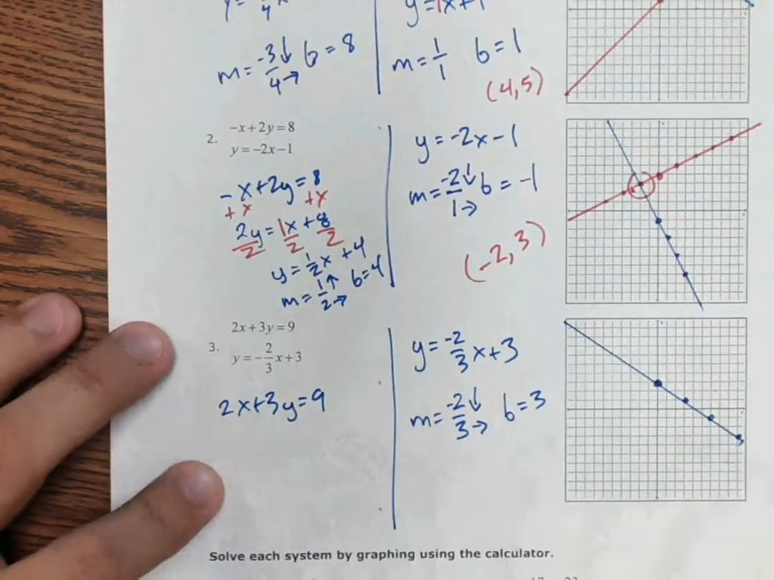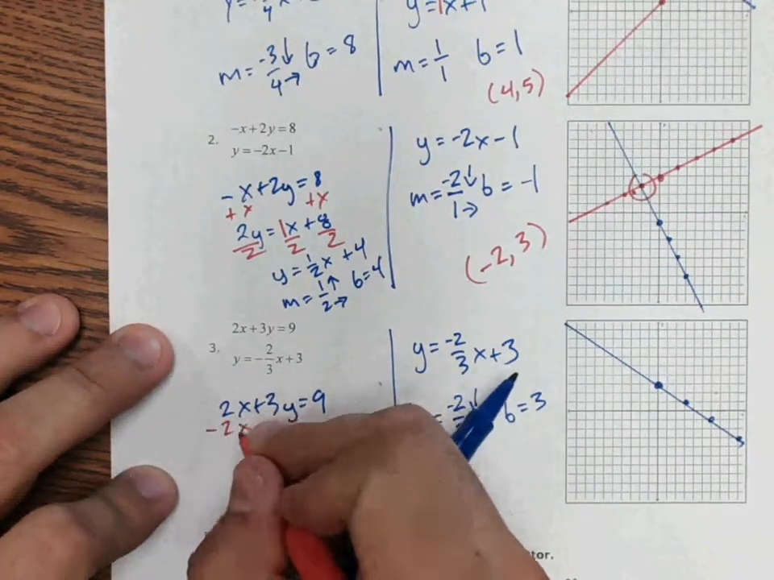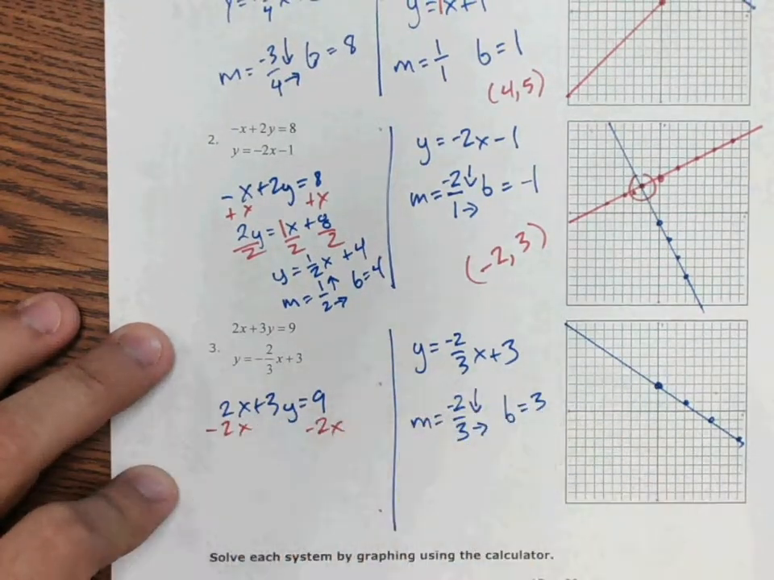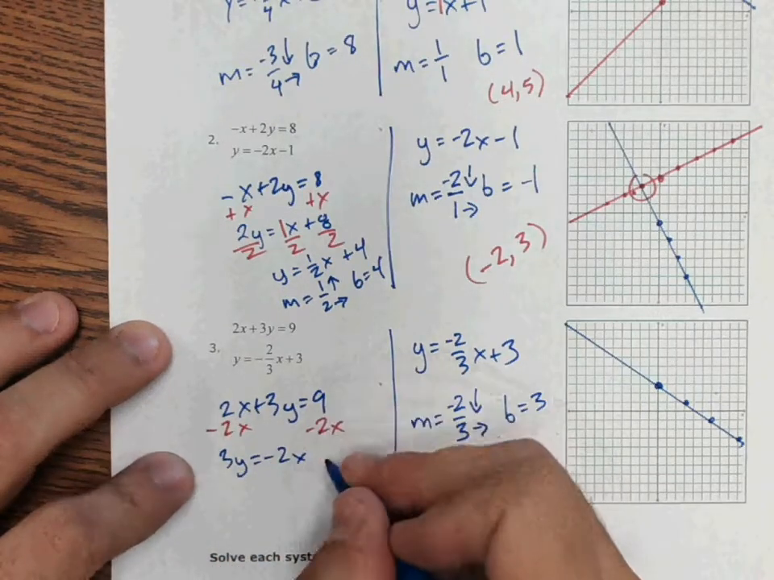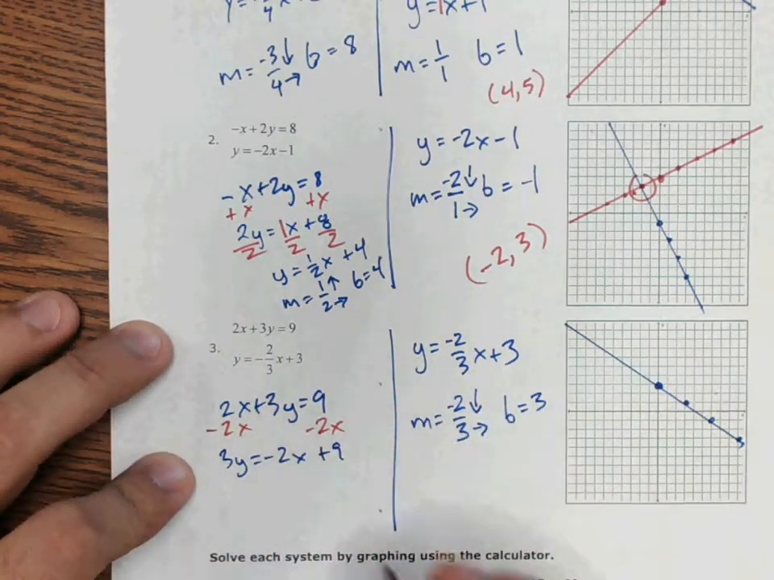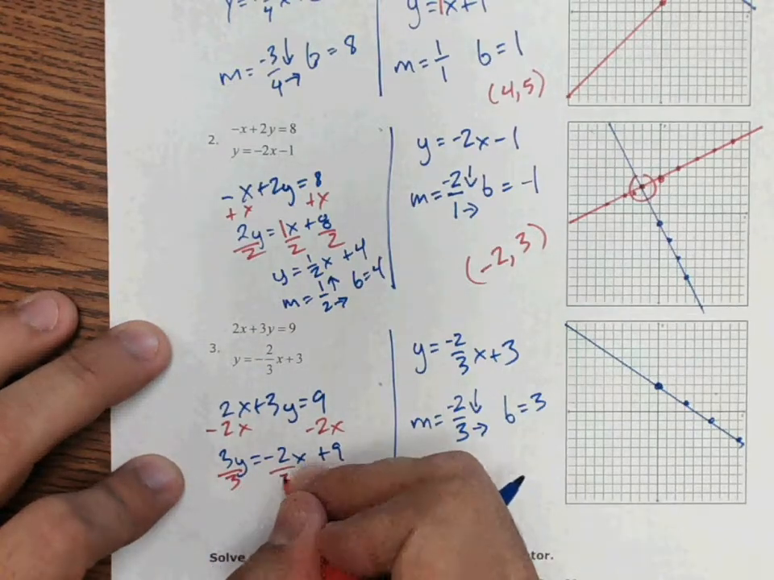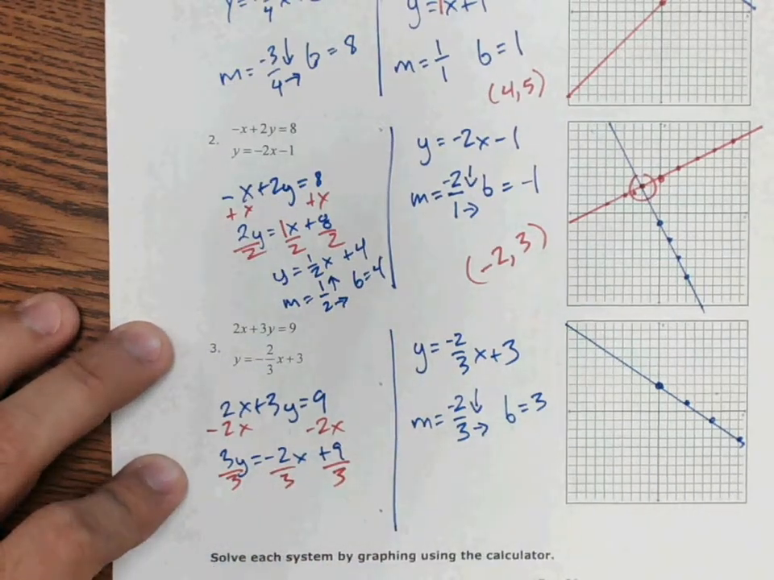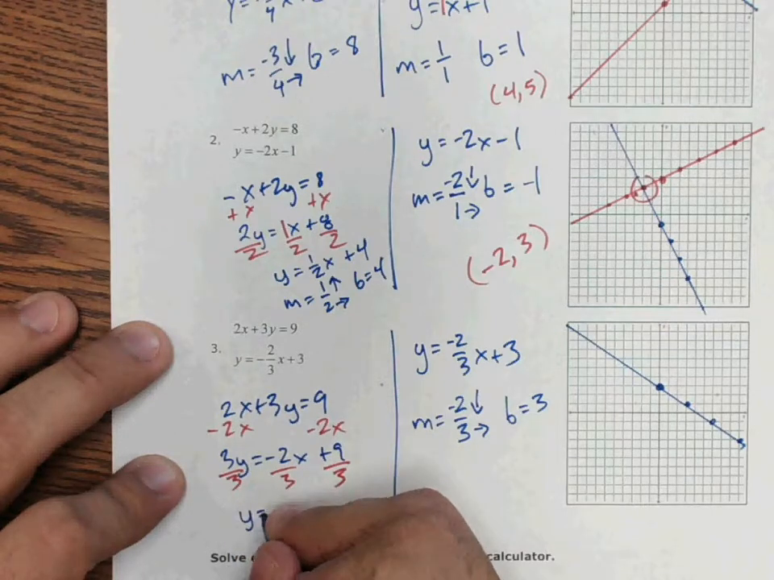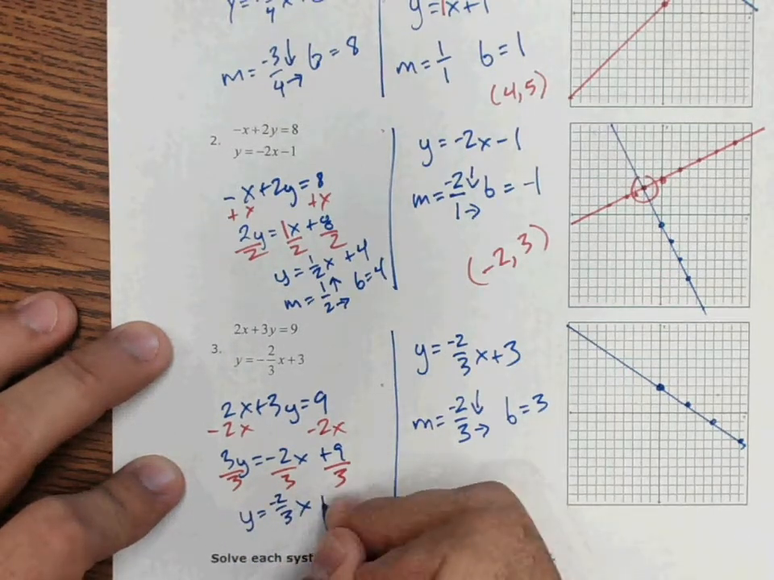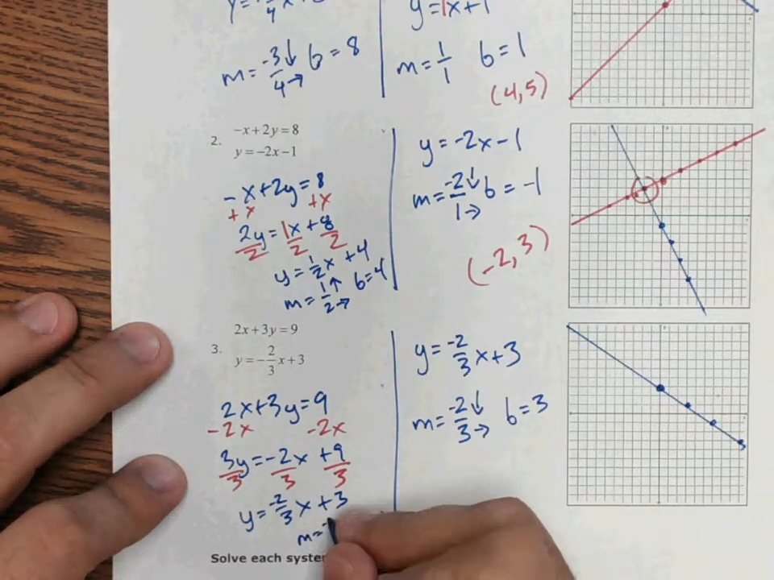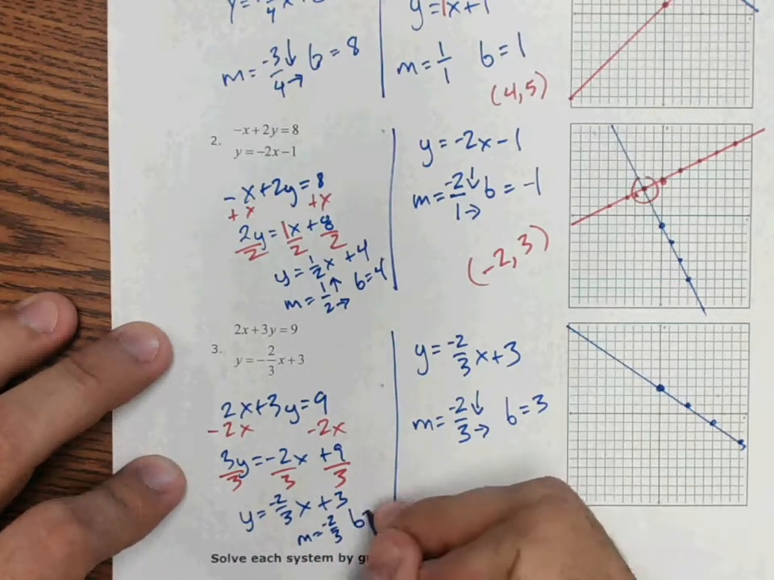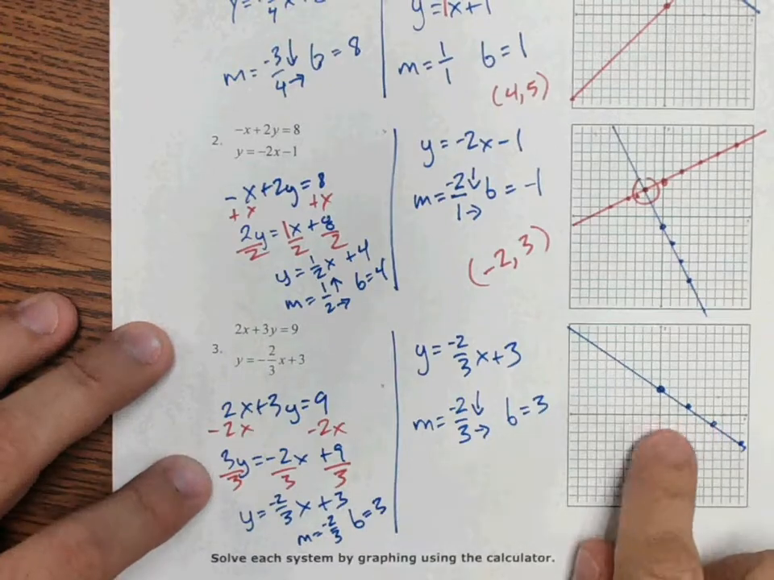The other one, I do need to solve for y, so I'm going to subtract 2x from both sides, which gives me 3y equals negative 2x plus 9. I'm going to divide everything by 3, which gives me y equals negative 2/3 x plus 3. And if you look, it's the exact same equation. Same slope, same y-intercept, which means it is the same line.